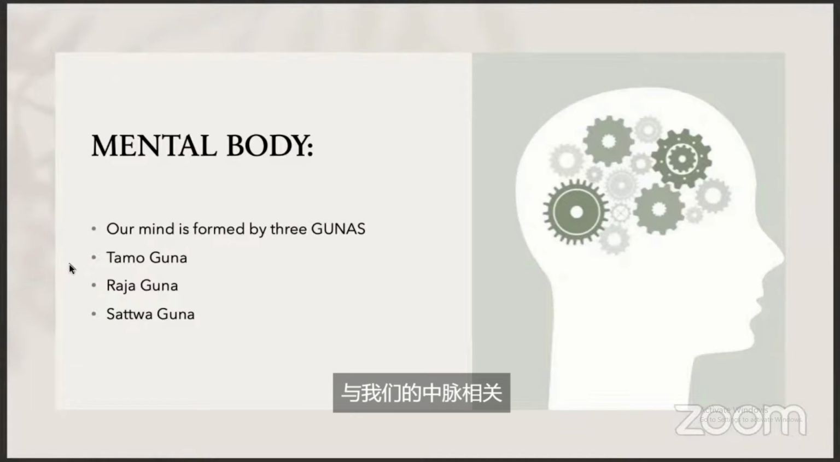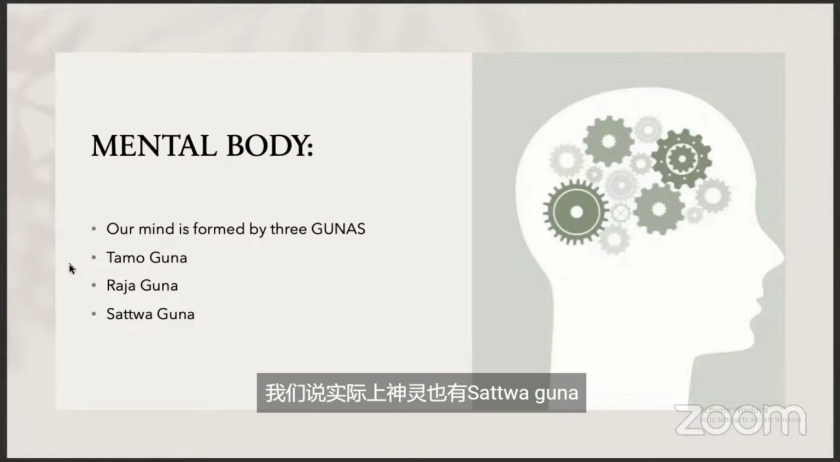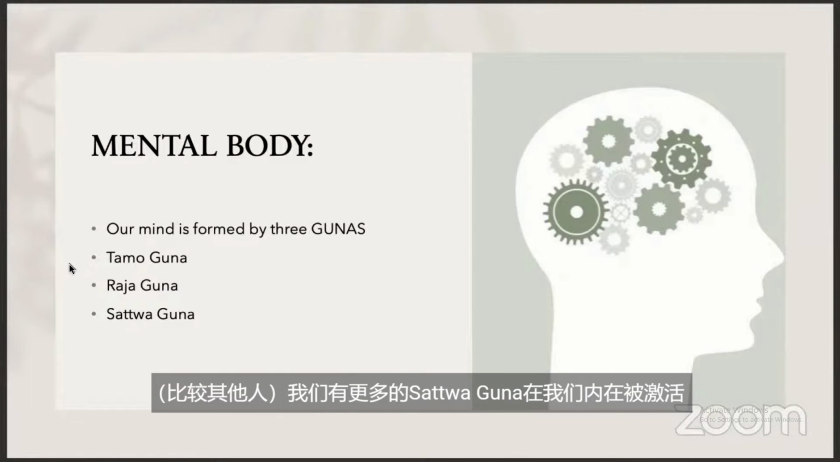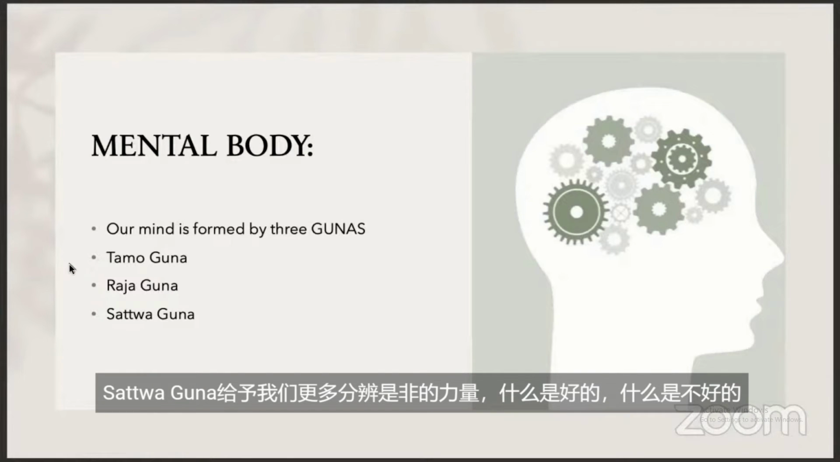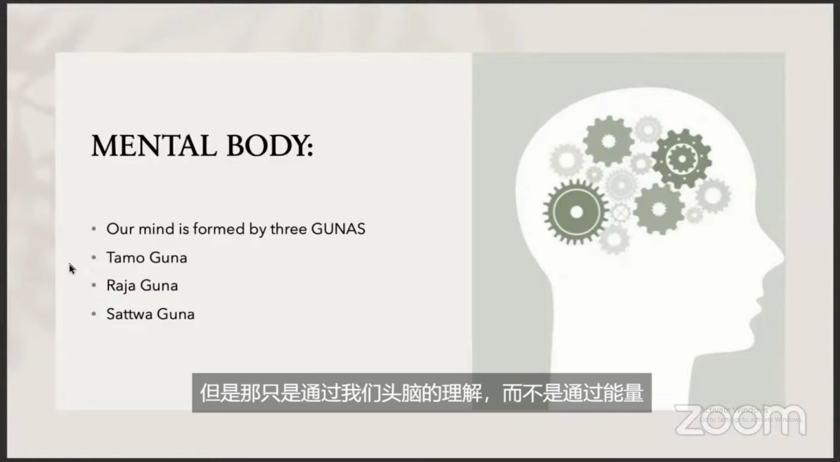So these were two lateral gunas, and the third one is sattva guna, which is related with the central channel. We say that the devas, the gods, have sattva guna. After realization, we also have more sattva guna activated in us, and sattva guna definitely gives us discriminating power, what is good, what is bad, but the only thing is that we get it through mental understanding, not through vibrations.